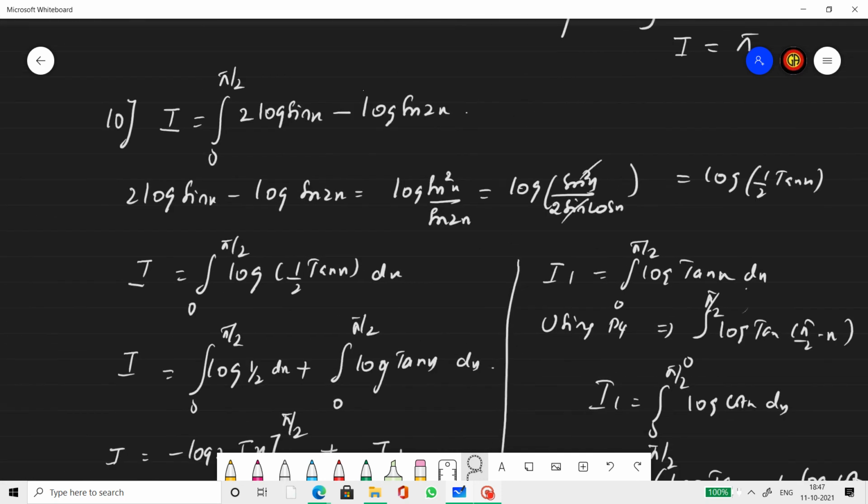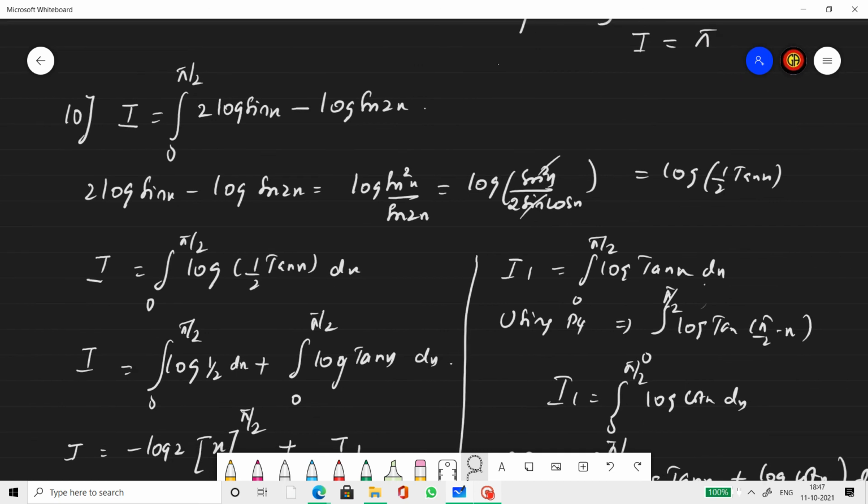Then question number 10. Now even here, only property 4 will not be enough to solve the whole question. You need to do a little bit of simplification and then apply property 4. So here the question is 2 log (sin x minus sin 2x). I'm writing it as sin square x by sin 2x. Sin square x remains as it is, sin 2x is 2 sin x cos x. Cancelling a sine term, we get log sin x by 2 cos x. Sine by cos is tan, so log half tan x.